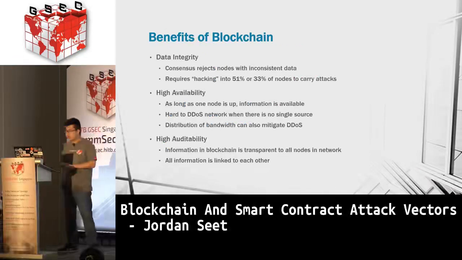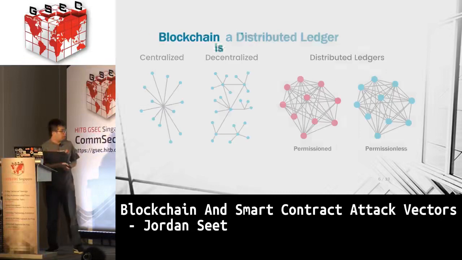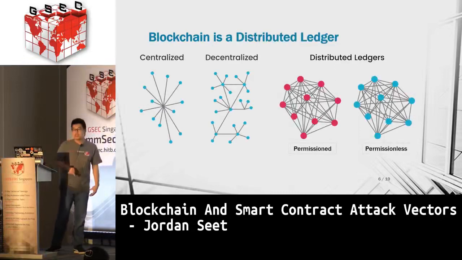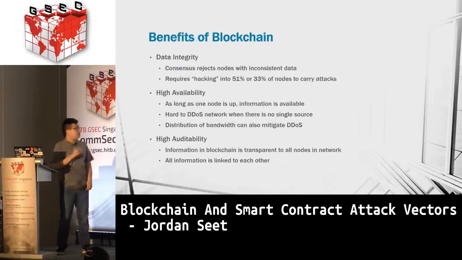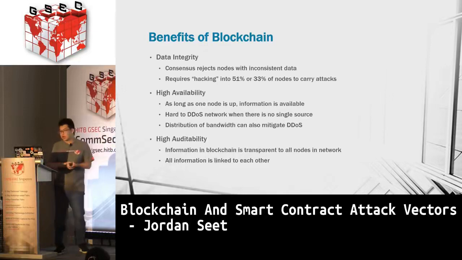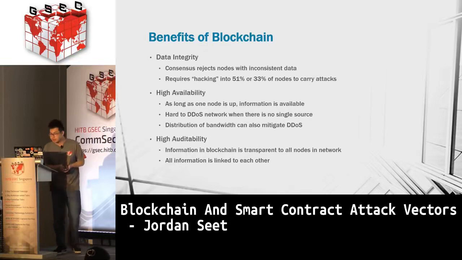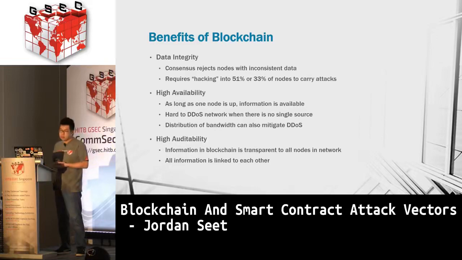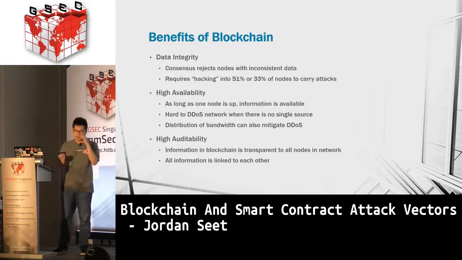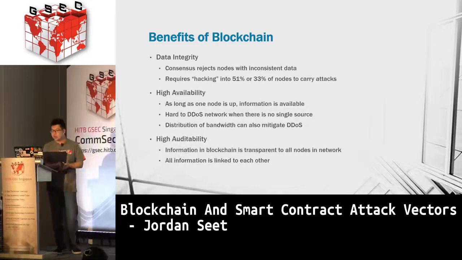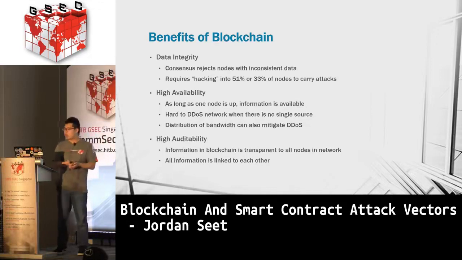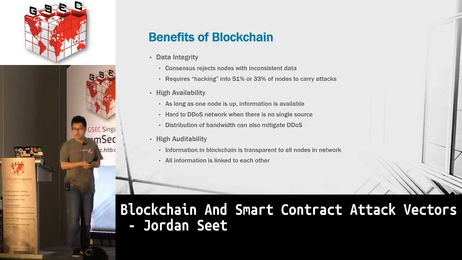One of the benefits is data integrity, where, because all of the nodes are interconnected to each other, they can verify data and reject nodes with inconsistent data. As such, you will need to manipulate or hijack about 51% or 33% of the nodes to execute attacks, depending on the consensus mechanism. There's high availability, because even if I am able to disable one node, I can always get rerouted to another node. It's also harder to DDoS a network when there's no single source, no central point of failure. The distribution of bandwidth is also a concept that could potentially help to mitigate DDoS. This is already done in Cloudflare CDNs.